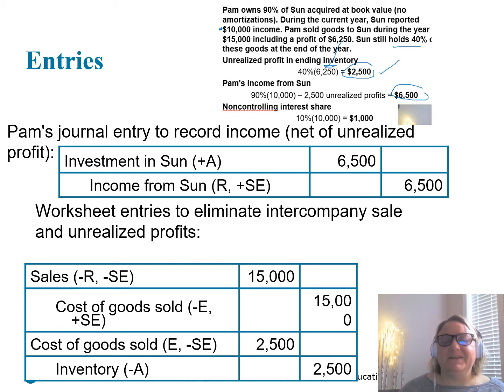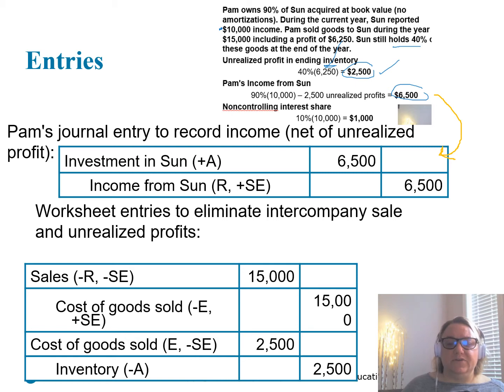Okay, so let's go ahead and do the journal entry to record income net of unrealized profit. So here, this is what we just figured, the 6,500. Now we're just doing a quick journal entry here, right from here to here. Our journal entry is basically bringing the income in and increasing our investment, or the value of our investment.